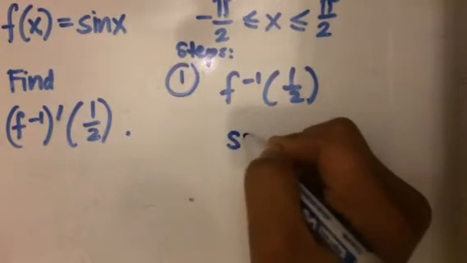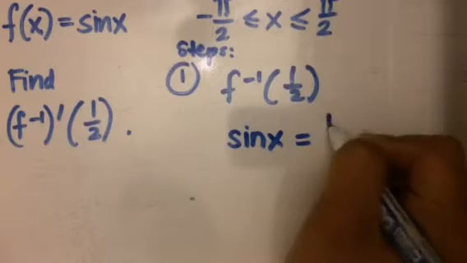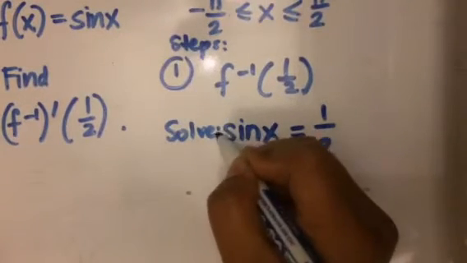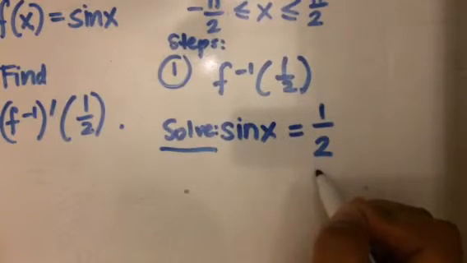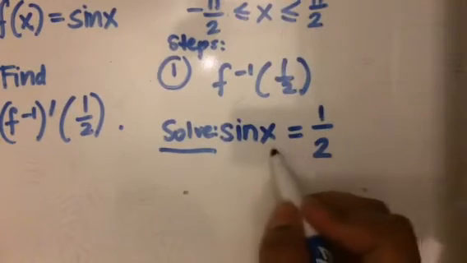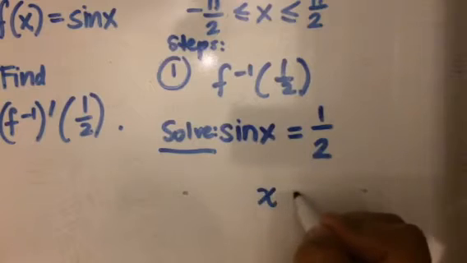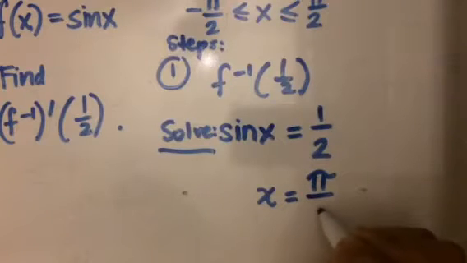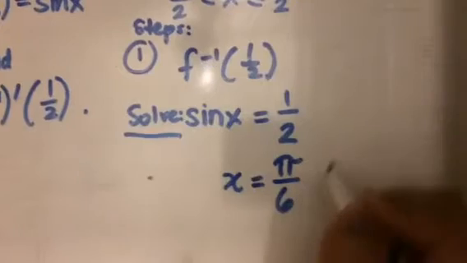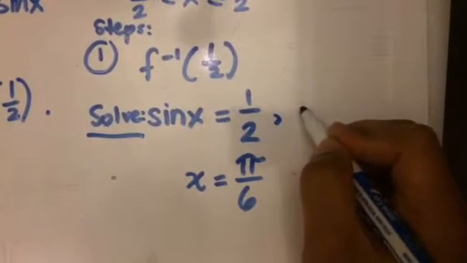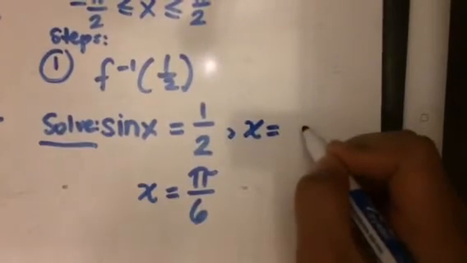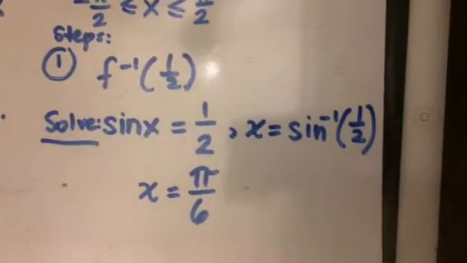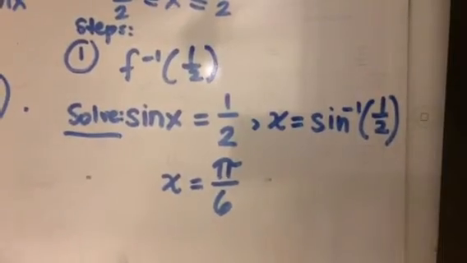the value of x, okay, when f of x is equal to 1/2. So what we need here is to solve this trigonometric equation right here. Using your unit circle, we know that x must be equal to pi over 6. Now, you can also use your calculator in case you forgot that value. And what you do is plug in sine inverse of 1/2 in your calculator. But it will give you a decimal form of pi over 6.